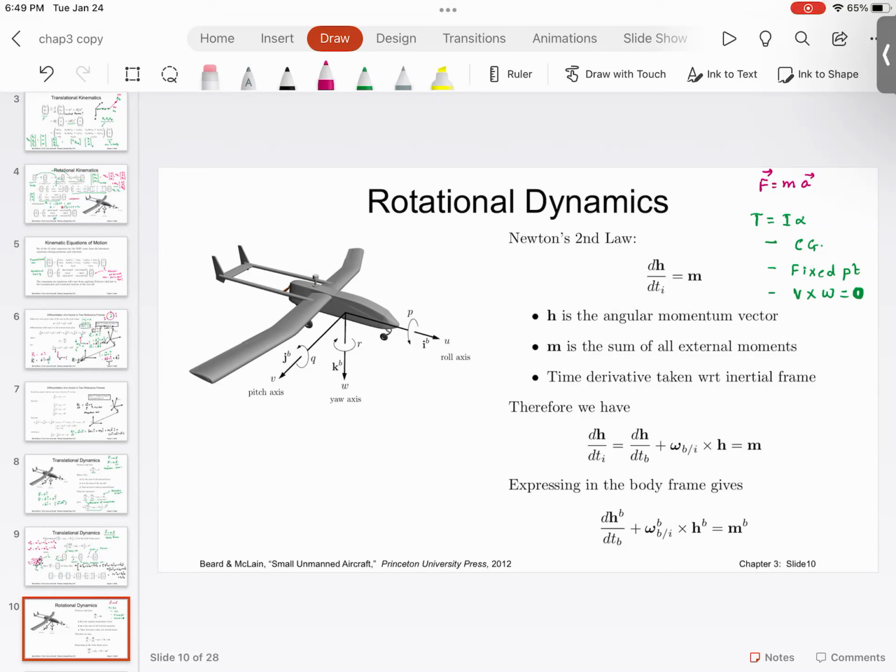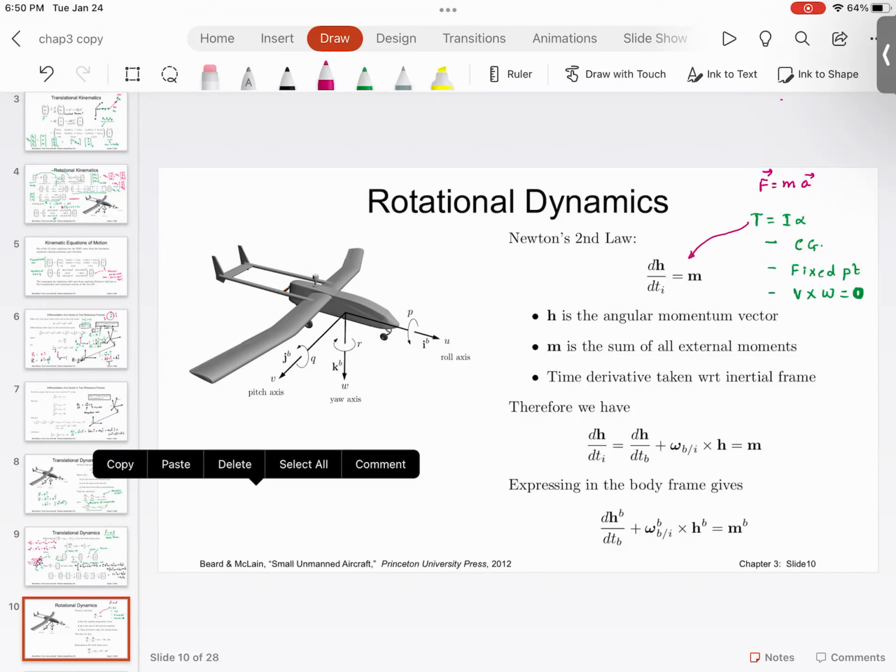The reason for that is, please try to understand, torque is about an axis. Torque is about an axis. So wherever you assume that axis, the magnitude of torque and the magnitude of I would change. But that doesn't happen in the case of force equals mass times acceleration. So remember this: T is equal to I times alpha, and its equivalent form, rate of change of angular momentum is equal to torque, is applicable about a fixed point, about the CG, and when omega cross W is 0.